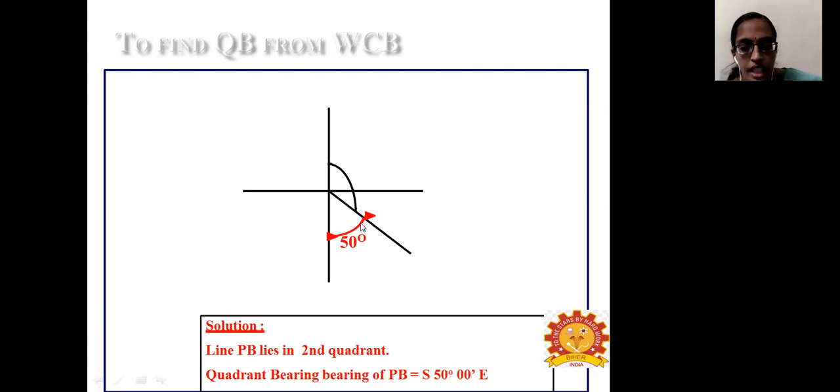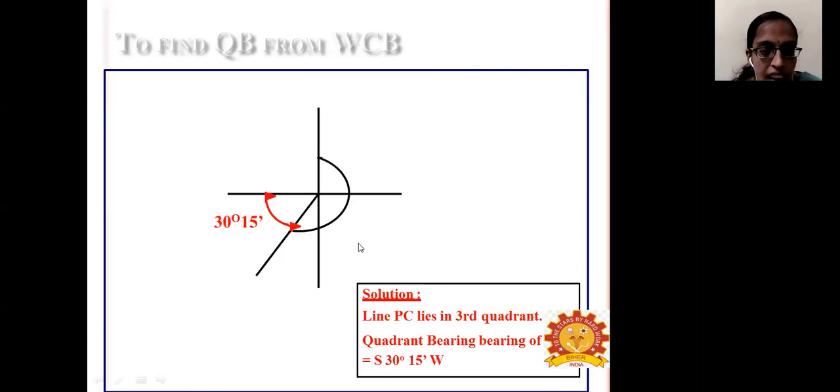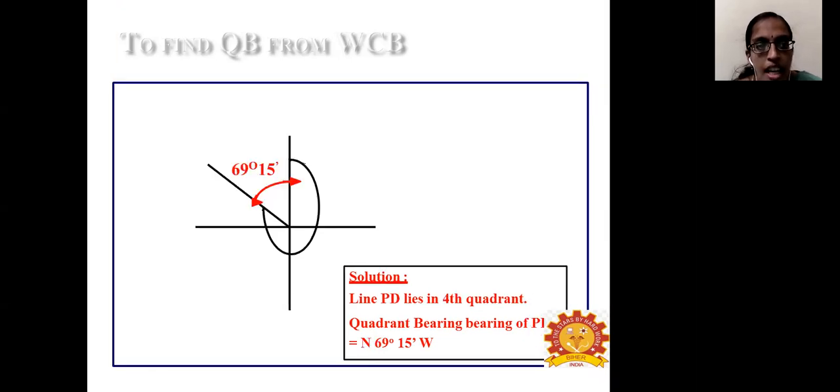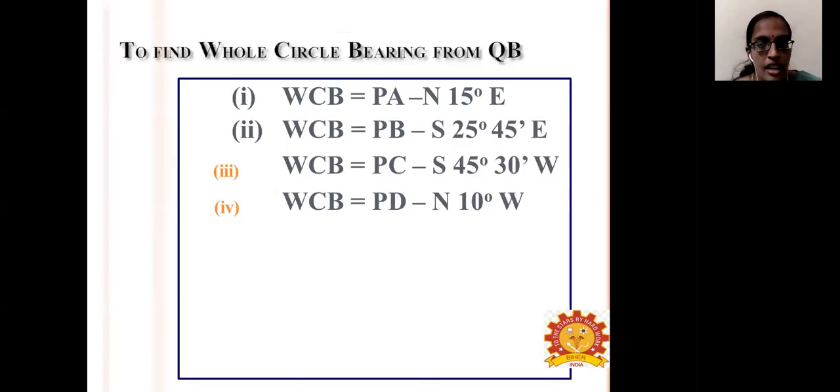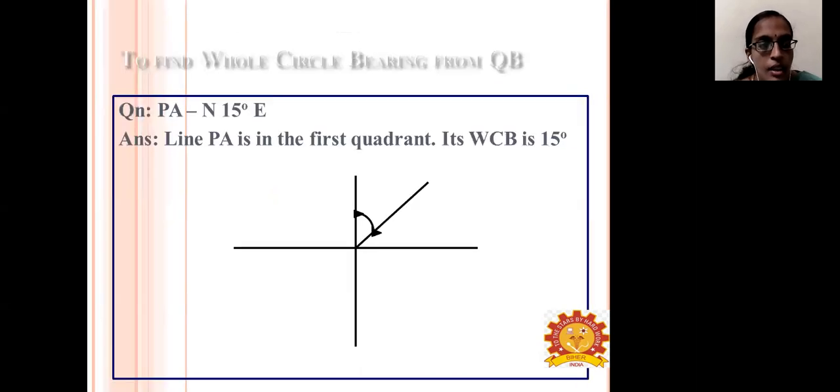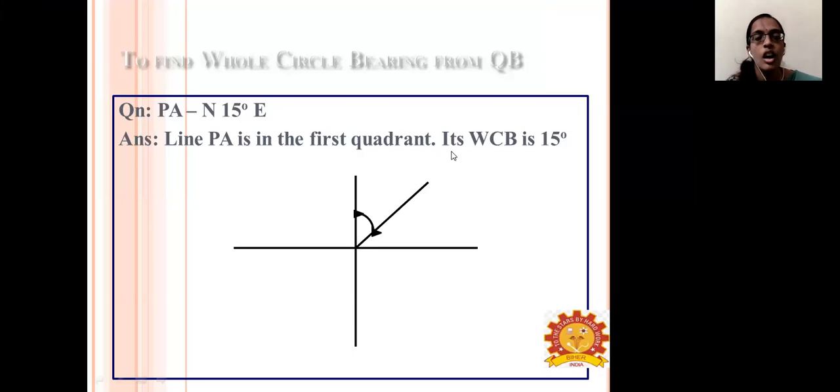So 50 degree, and you have to indicate this direction also. It might be right in the third quadrant, so we have to mention this as south and west. Okay, and similarly, this is the way you have to represent the whole circle bearing system to the quadrilateral bearing system. Certain things you have to know. So next, we have to find the whole circle bearing from this quadrilateral bearing system.